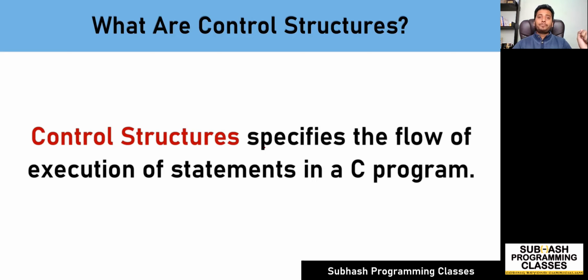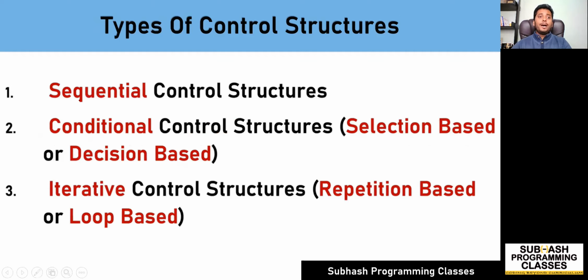Now, in C language, there are three kinds of control structures. They are sequential control structure, conditional control structures, and iterative control structures. Please keep in mind that conditional control structures are also called selection based control structures or decision based control structures, and iterative control structures are also called repetition based control structures and looping based control structures. Having said that, let us learn each of these one by one.